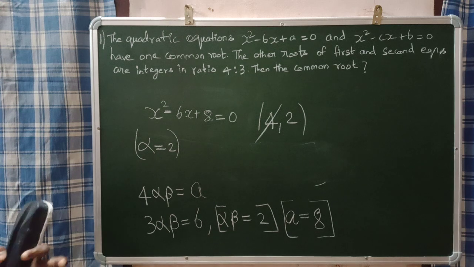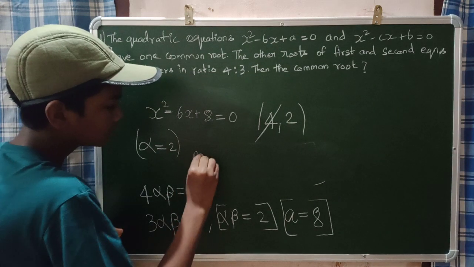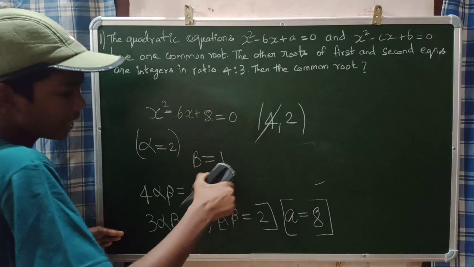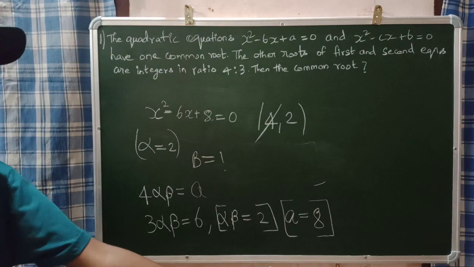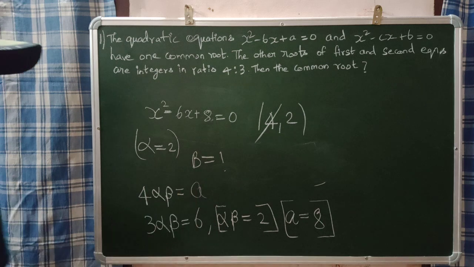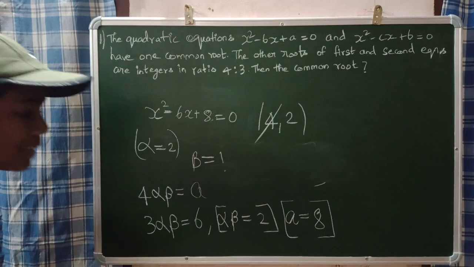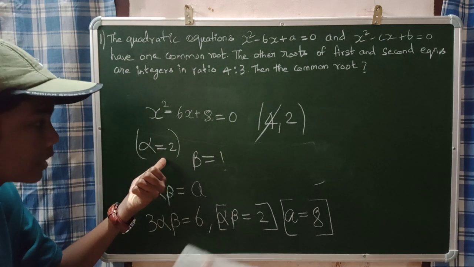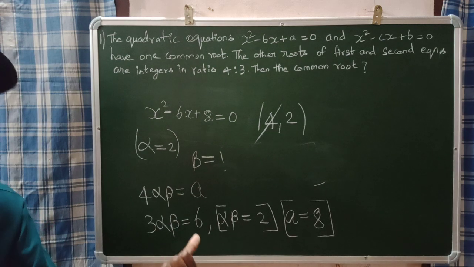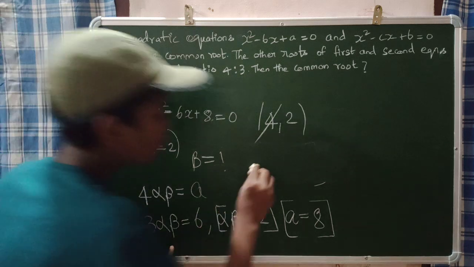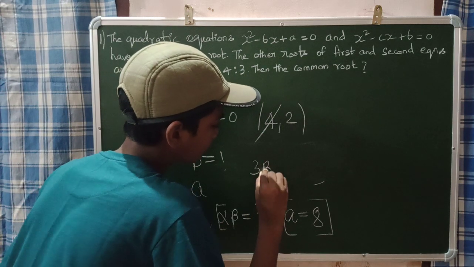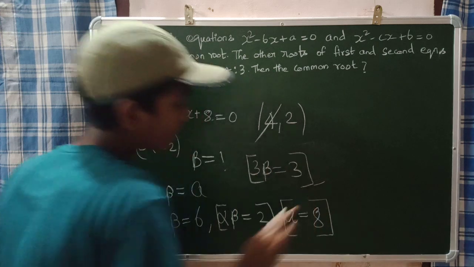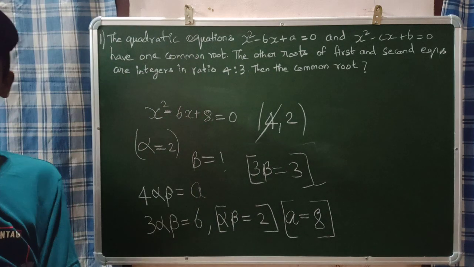When you take alpha as 2, then you will get beta as 1. Not 1 by 2, 1, okay? Because if alpha is equal to 2, then beta will be nothing but 2 by 2, which is 1, by this relationship. Then what will be your 3 beta? 3 beta will be 3, and now I am getting an integer.